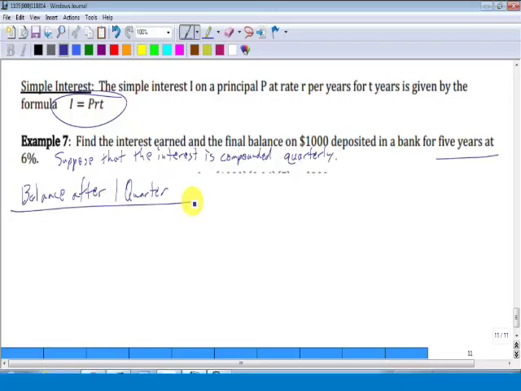Let's see if we can figure this out. So using the simple interest formula, interest equals principal times rate times time. We're going to take that $1,000 and multiply by the annual interest rate, 0.06, and multiply by the time. 1 quarter is what fraction of a year?